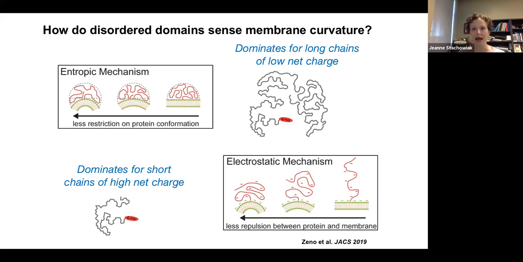To summarize, it seems that long disordered proteins with relatively low net charge will likely interact with surfaces and sense their curvature through an entropic mechanism. In contrast, if a disordered protein is relatively short and charged, it's likely to interact with membranes through an electrostatic mechanism. And I think this is an unusually large disordered domain with a rather low net charge. So probably this second electrostatic mechanism will be applicable to more proteins outside of this one field.